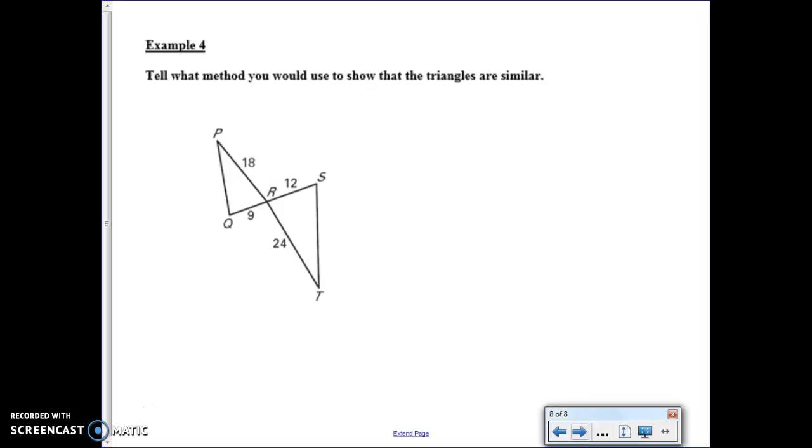So you'll see things like this where it says, tell what method you would use to show that the triangles are similar. So if you look, we have vertical angles right there, and so that looks to me that if those are proportional sides, we have the angle between the 2 sides, so it would be side, angle, side, similarity theorem.